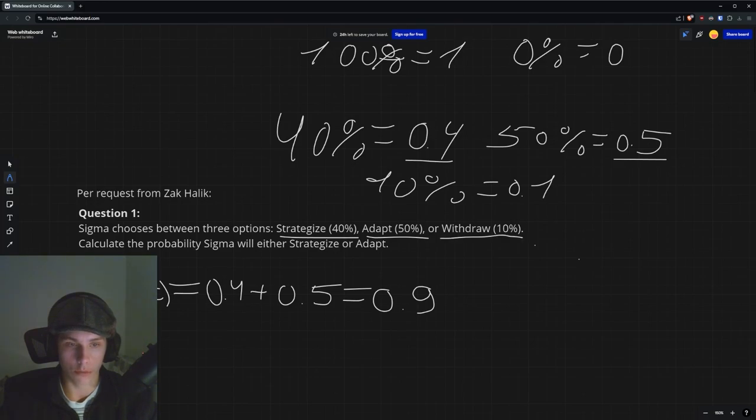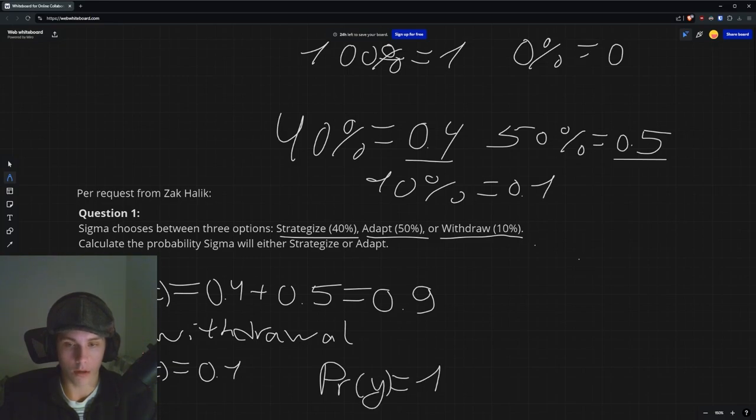So we'll let X equal withdrawal. In that case, the probability of X equals 0.1. And the probability of Y equals 1 minus the probability of X, which goes to 1 minus 0.1, which gives us 0.9. Just as simple as that. So the probability that Sigma will either strategize or adapt is 0.9, also 90%.